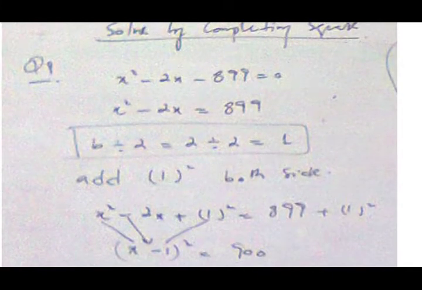Now in this question we solve it by completing the square. We have the coefficient of x equal to 2. We always divide the coefficient of x by 2. It gives 1. Now we add 1 square to both sides.